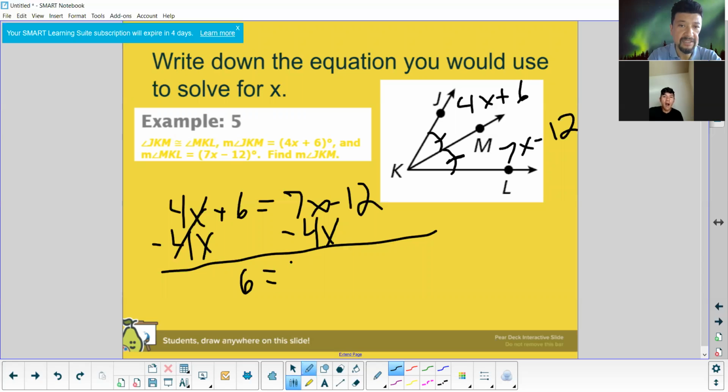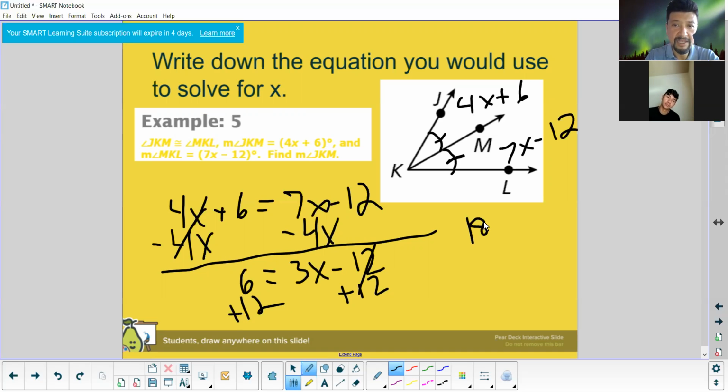Afterwards, I'll get that this is 3x minus 12. And then I'll put all numbers on one side, x is on the other. So then I'll get the result that 18 is equal to 3x. And then I'll divide by 3 to both sides. And I'll get the result that x is equal to 6.